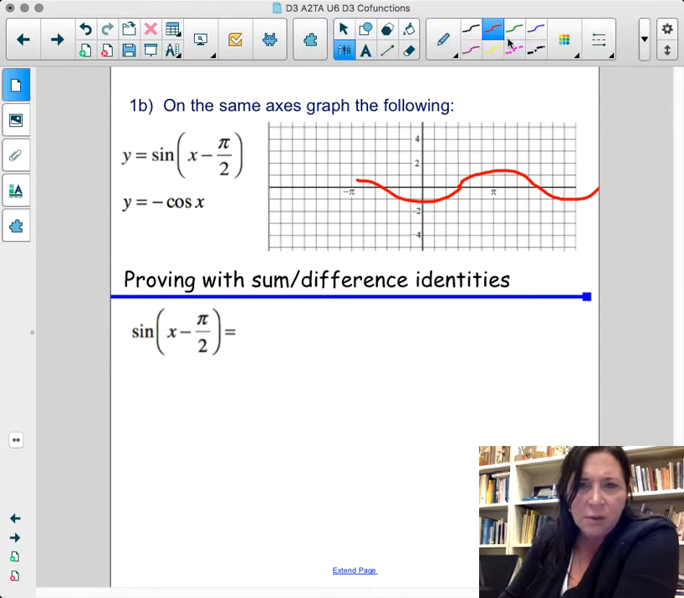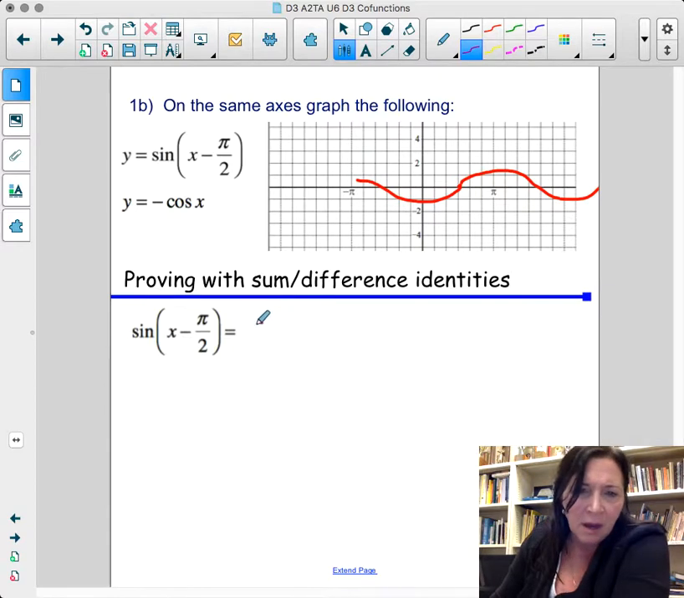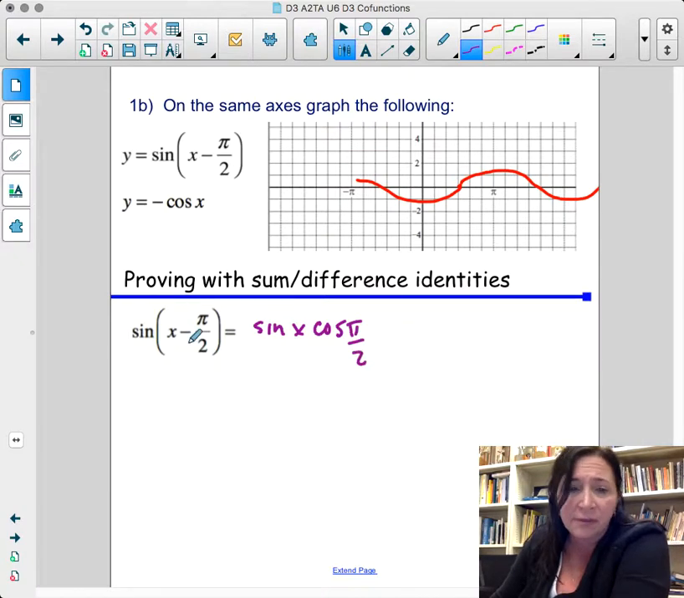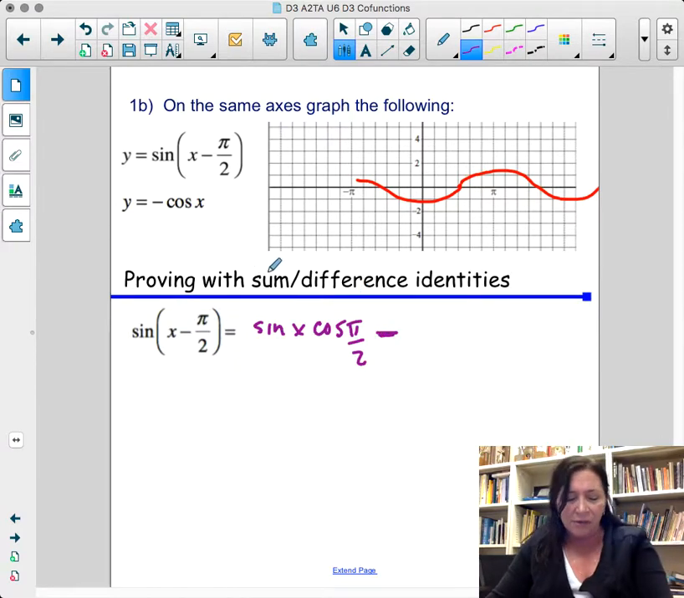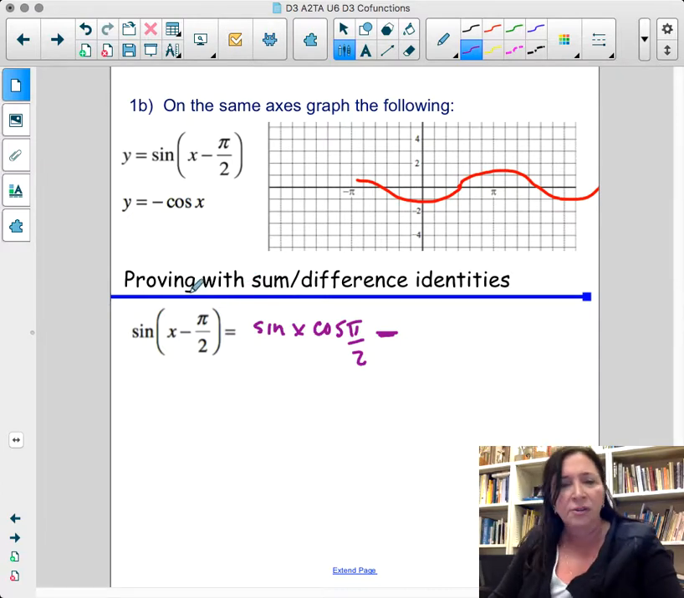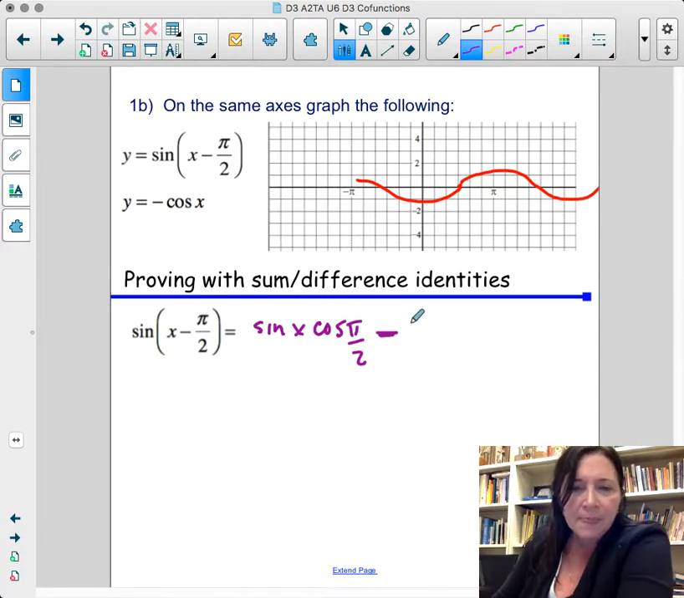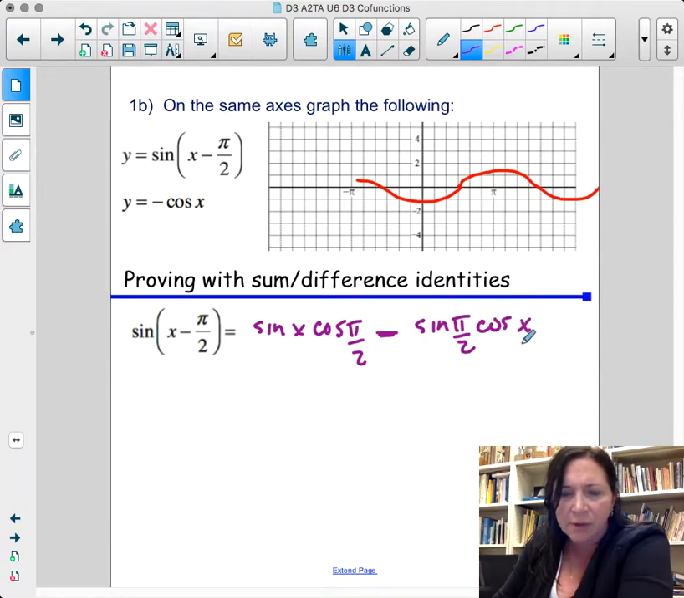And so in order to prove that, we're going to expand this and we're going to get sine of x cosine of pi over 2. This negative sign has nothing to do with this part right here. It's only going to be the same sign in the middle. A lot of kids try to distribute. Don't do that. Okay, so then we have sine of pi over 2 and cosine of x.